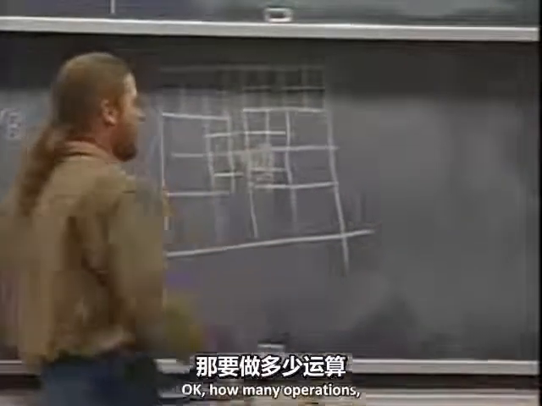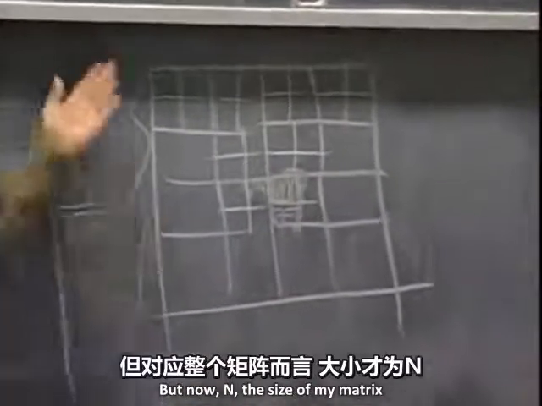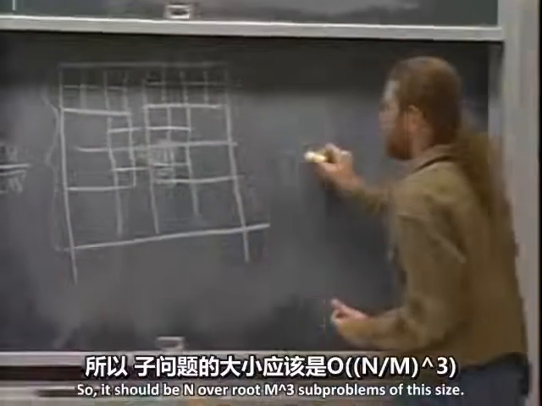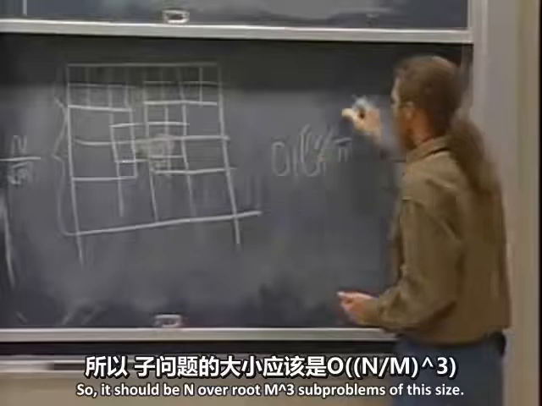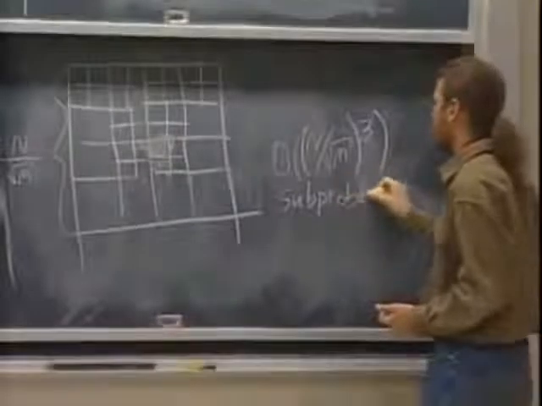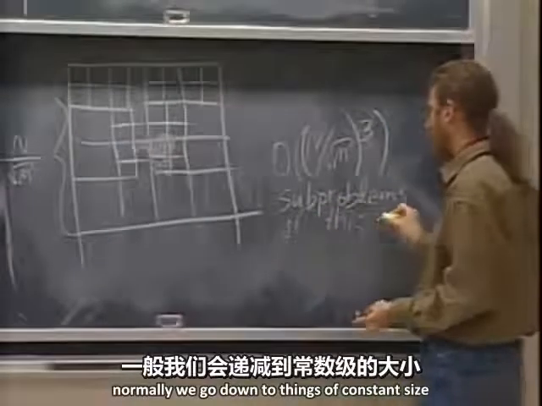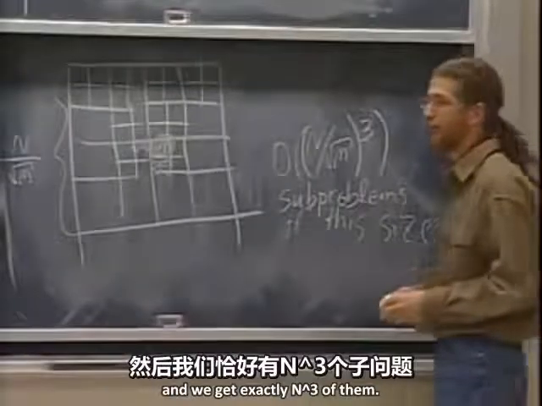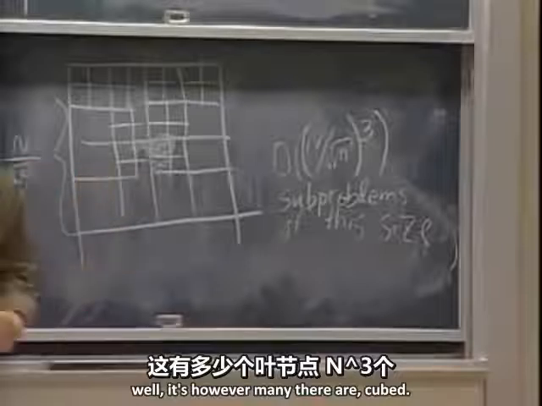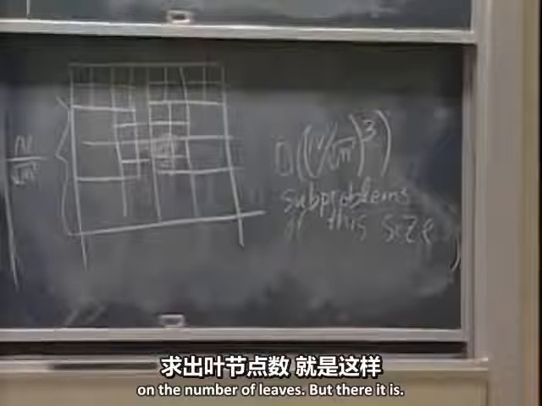Okay, how many operations, how many multiplies do I do on those things? n cubed. But now the size of my matrix in terms of these little submatrices is n over root m. So it should be n over root m cubed subproblems of this size. If you work it out, normally we go down to things of constant size, and we get exactly n cubed of them. Now we're stopping at this point and saying it's however many there are, cubed. Okay, there's a bit of hand waving. You could work it out with the recurrence on the number of leaves, but there it is.